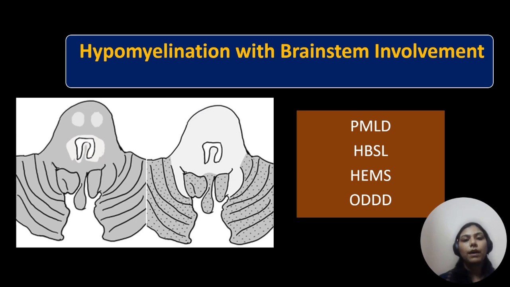We can also have hypomyelination with brainstem involvement, as we saw in PMLD, where there was involvement of both ventral and dorsal brainstem, as opposed to PMD, where ventral brainstem was spared except for the corticospinal tract. Also, we can see dorsal brainstem involvement in HEMS, as we saw in earlier slides.